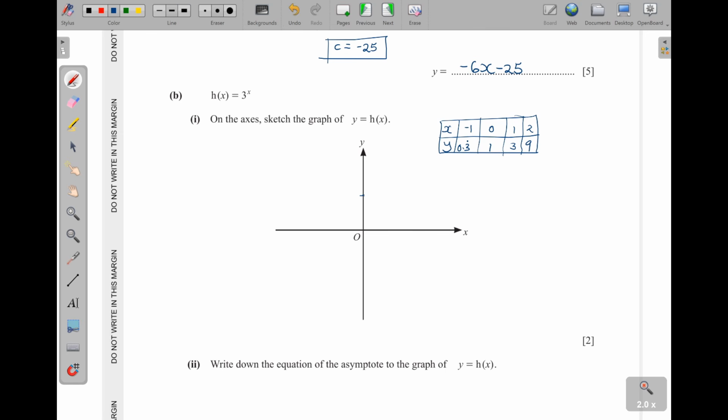So I need to just put here a 1. Then I draw my curve just like that, and then I follow this line here, like that. So that is how it is going to look.